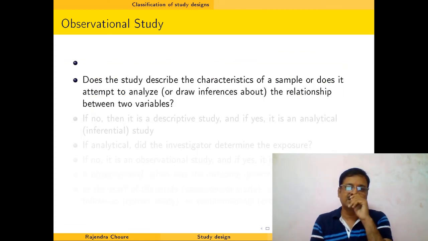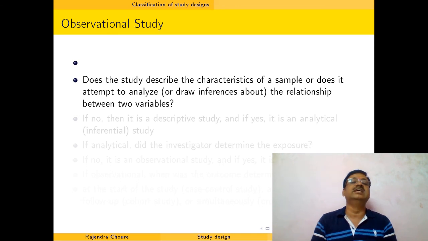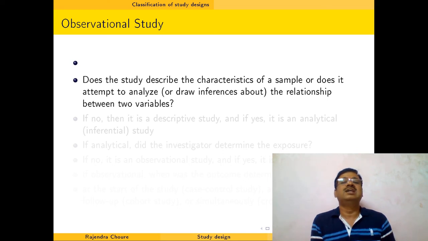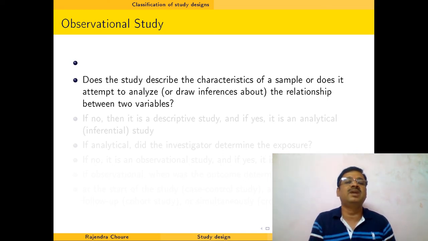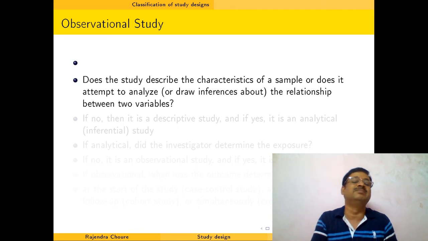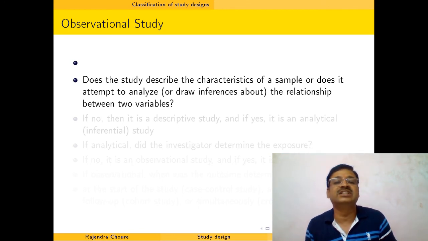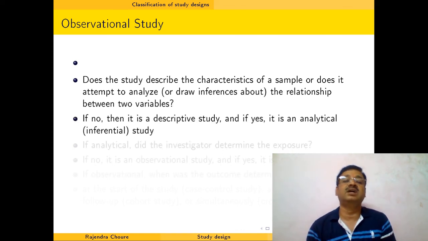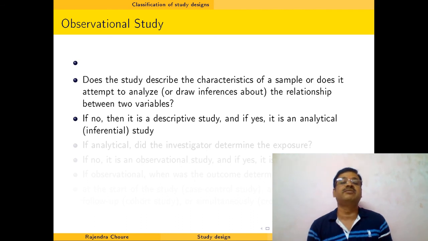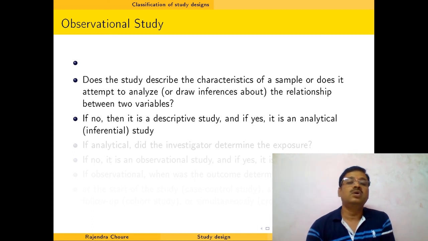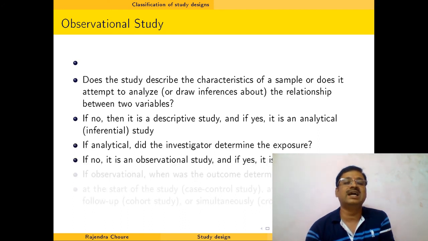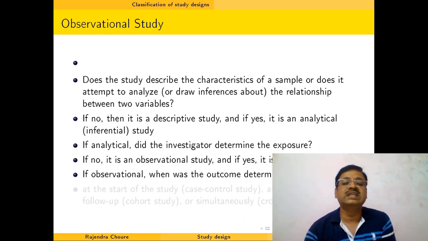Then these questions will make it clear whether our study is observational or not, interventional or not, or prospective or not. Does the study describe the characteristics of a sample, or does it attempt to analyze the relationship between two variables? If it describes the characteristics of a sample, then that will be an observational one. If a relationship is to be analyzed, if the relationship is to be quantified, then that will be an analytical one. If we don't want to analyze, then that study will be a descriptive one. I will skip this one.